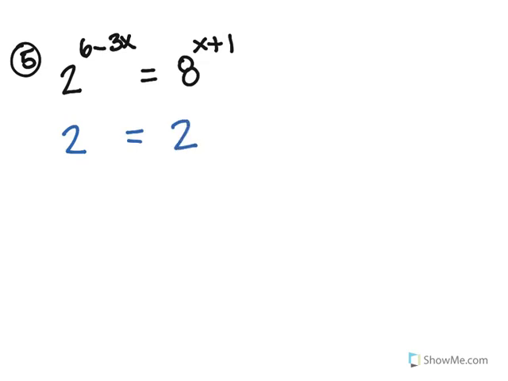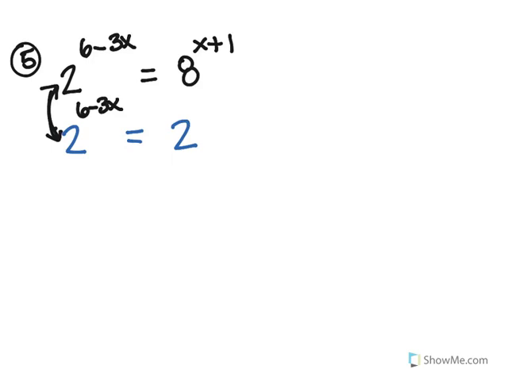2 to the 6 minus 3x power equals 8 to the x plus 1 power. So we have 2 and 8, so we're going to use a base of 2. And again, on the left side, 2 to 2 is no change, so I just bring down that exponent.